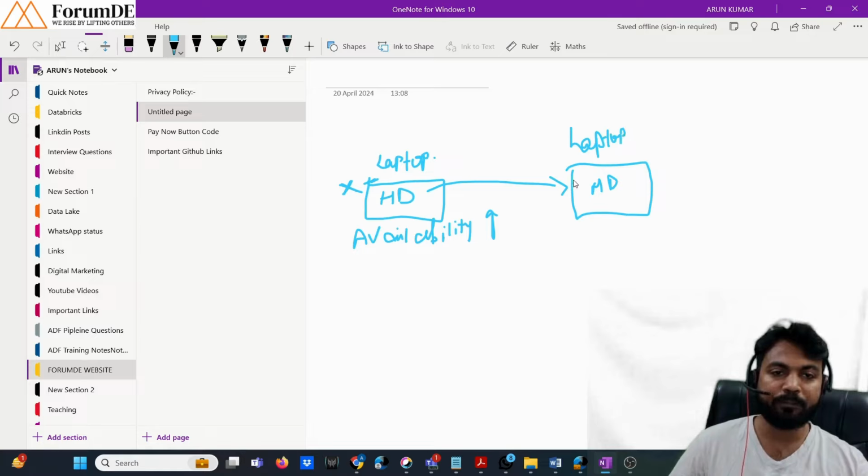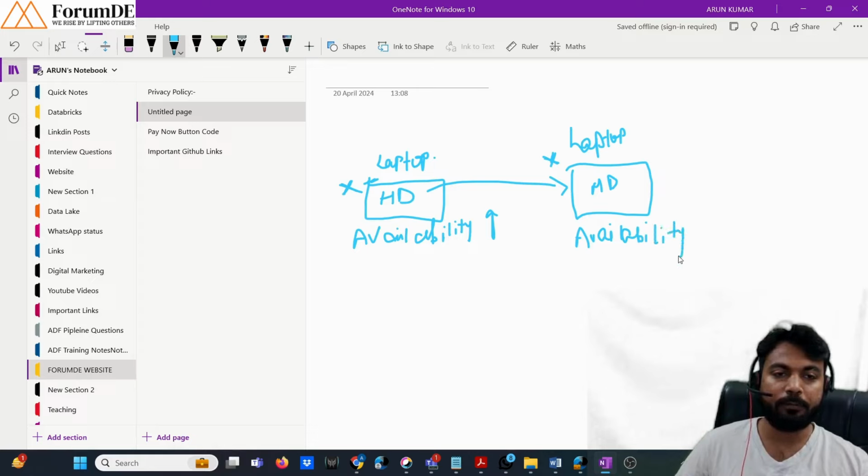What if I lose this data as well, due to one reason or another? Of course, here the availability of data is increasing because now we have data stored in two laptops. But what if this laptop also crashes at the same time? Of course the availability is increasing, and if we keep on increasing the number of copies, the availability of data will keep on increasing.